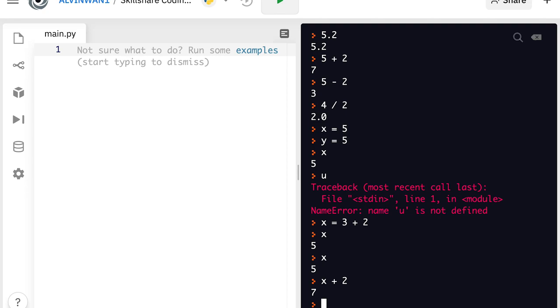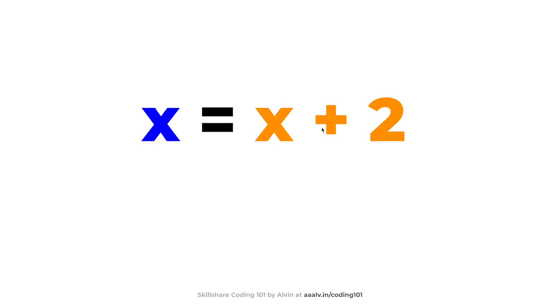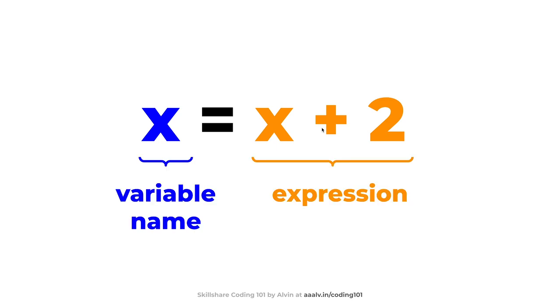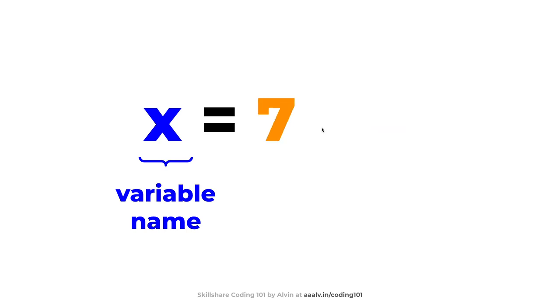Now here's an extra challenge. I'm going to now type in x equals x plus 2. What do you think this line of code does? Here we have x is equal to x plus 2. We have the variable name and the expression. Now the variable x at this point is equal to 5. So we can plug in 5 for x, and now we know that the right-hand side evaluates to 7. So we expect x to equal 7.